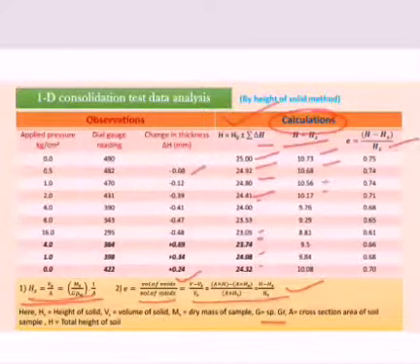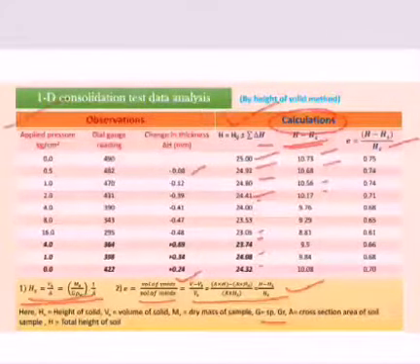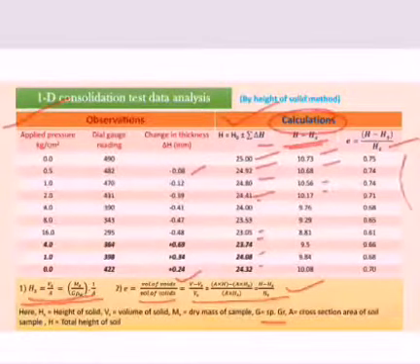Here we know H minus Hs from this column, and the height of solid is constant. Here the height of solid is 14.27 mm. So by using this method we can easily find the relation between applied pressure and the void ratio.